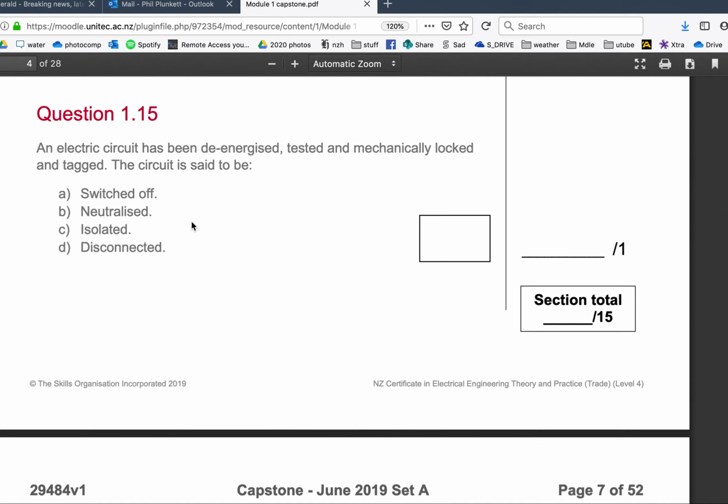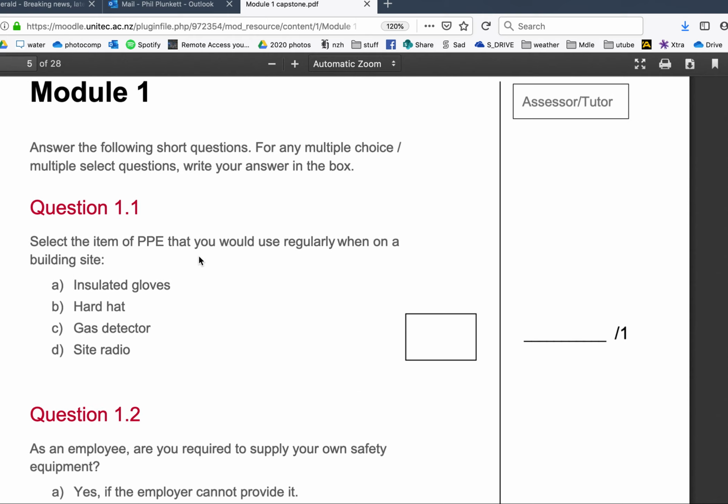Okay, an electric circuit has been de-energized, tested, mechanically locked and tagged. The circuit is said to be switched off, neutralized? No, it's not switched off because it's locked and tagged, so it's locked off. We say that is isolated. Isolated. Still connected, but it's isolated. Okay, so that is one module. So then the modules keep rolling through. It's going to be another year's paper and another year's paper and another year's paper, and I'm hoping we start to see a pattern.